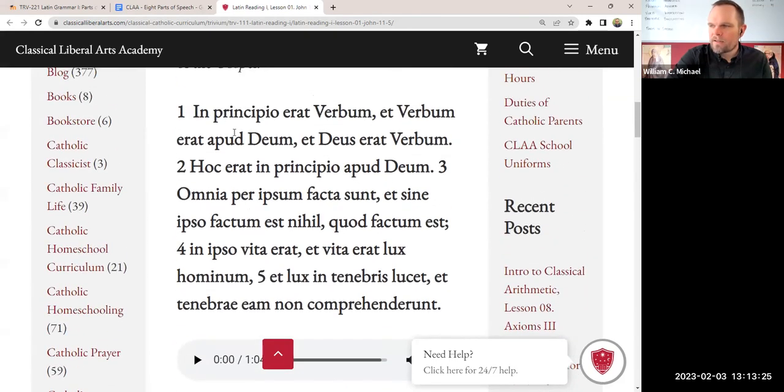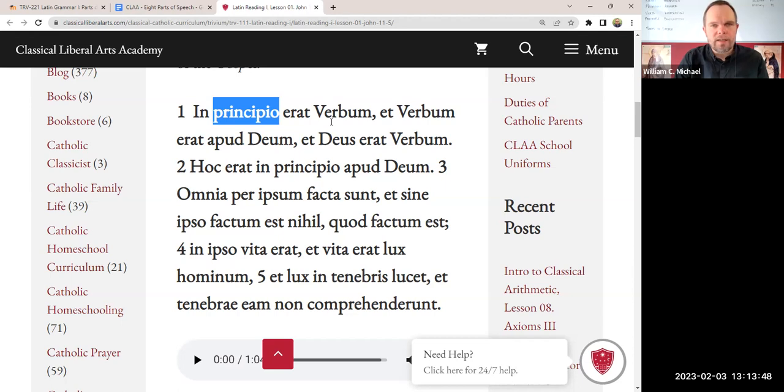All right, so next let's look at the word principio. Principio is the second word here, and give me a yes or no. Can the word principio have different forms? Yes or no? Yes, it can have different forms.